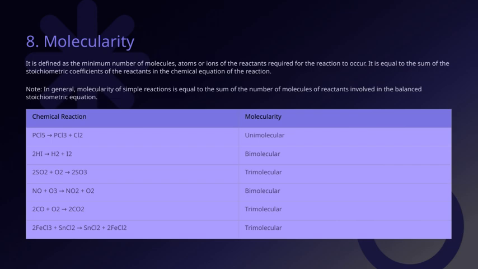Molecularity is defined as the minimum number of molecules, atoms, or ions of reactants required for the reaction to take place. Think of it as the number of particles that must collide simultaneously for the reaction to proceed. It is directly related to the stoichiometric coefficients in the balanced chemical equation. So, the molecularity is equal to the sum of these coefficients for the reactants. Looking at the table, we see different types of molecularity.